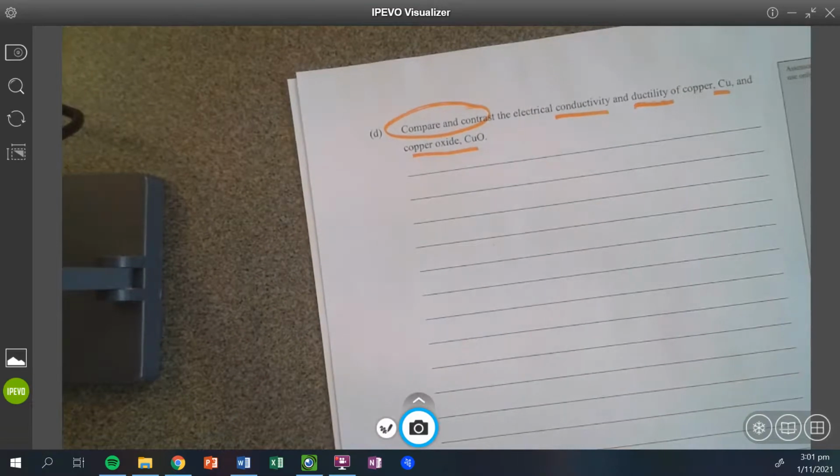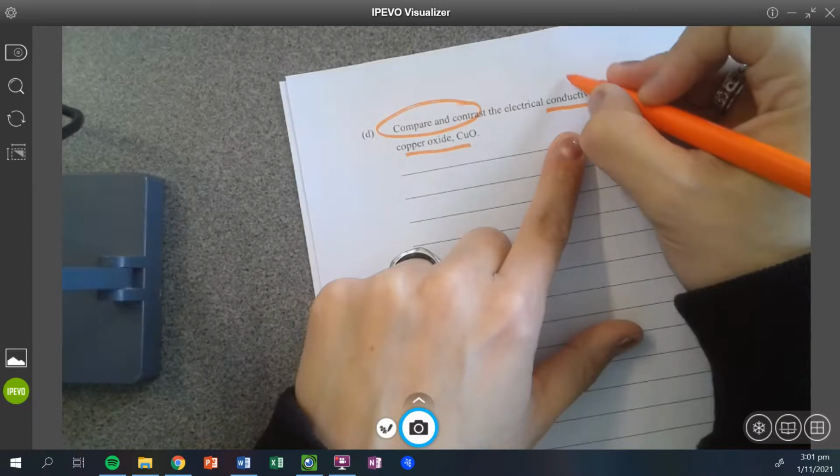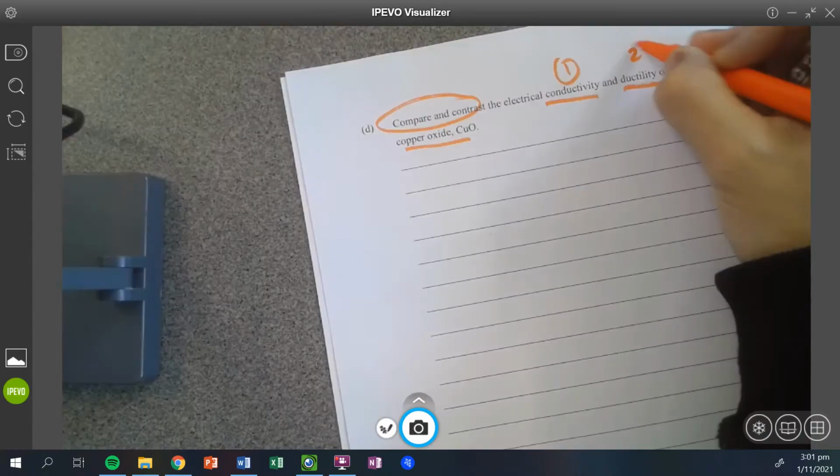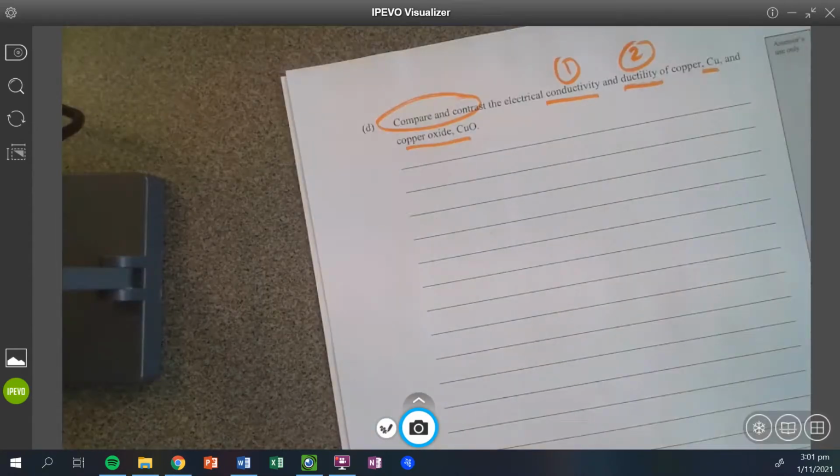Does that make sense? So my suggestion is when you're writing your answer, do all the conductivity first, compare and contrast the copper and the copper oxide, and then talk about the ductility and compare and contrast the copper and the copper oxide.